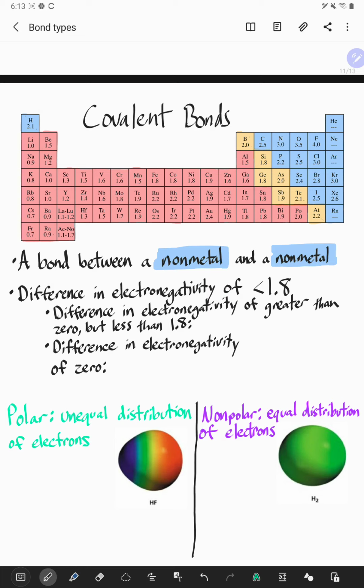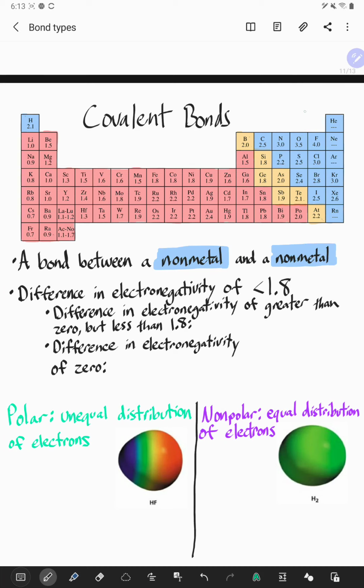So again, a covalent bond is a bond between a nonmetal and a nonmetal. Sometimes it might be a bond between a metalloid and a nonmetal, because as I've said before, metalloids tend to act like nonmetals in bonds. So sometimes there are some exceptions where we have metalloids with a nonmetal, but typically it's a bond between a nonmetal and a nonmetal. Another important characteristic of covalent bonds is that there's a difference in electronegativity of less than 1.8.